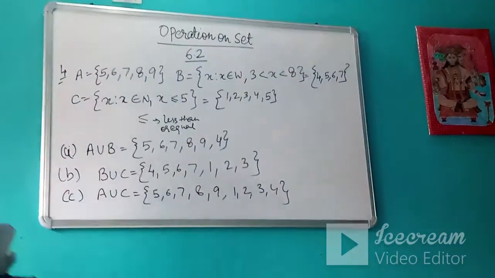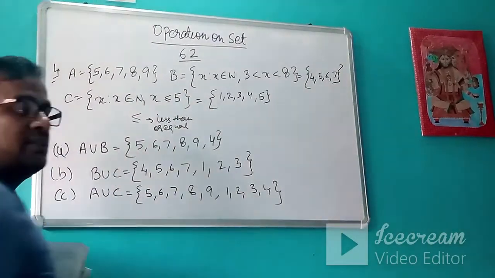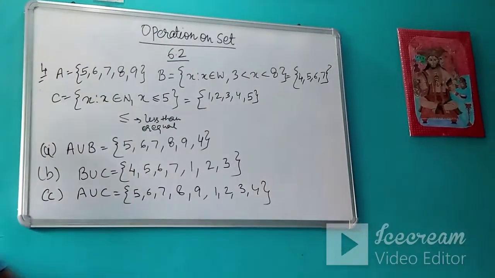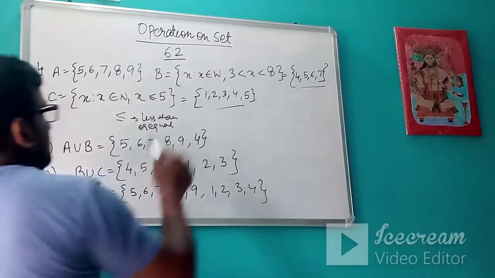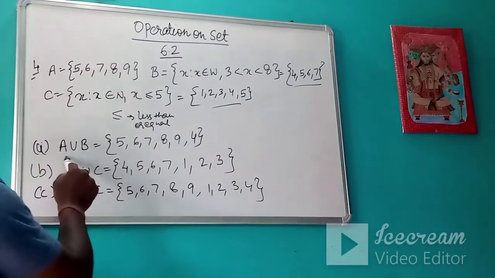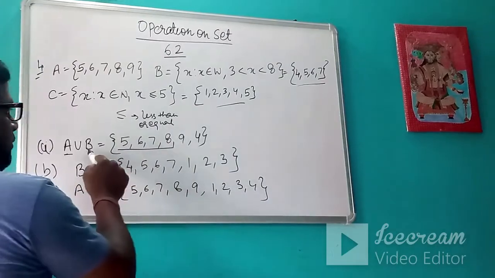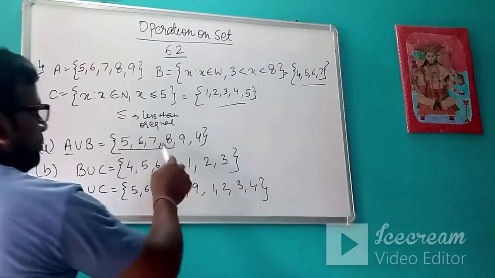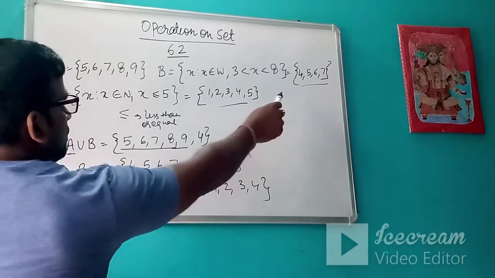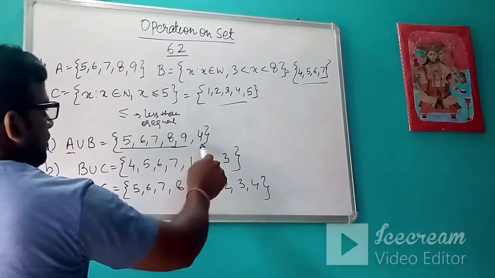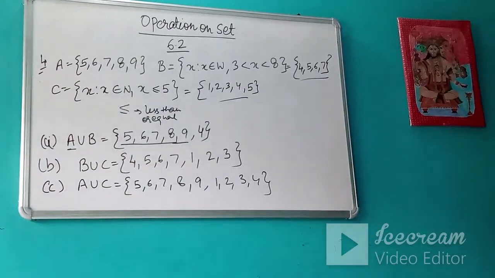So remember a few things. If a set is given in set builder or description form, first you will write the set in roster form, like I have written. Then if you want to write A union B, you write all the elements of A first. Then from B you choose the elements which are not present here. What was not present here? 4 was not there. All the rest of the elements were there, so I have written only 4. Like this you can calculate the union of two sets.